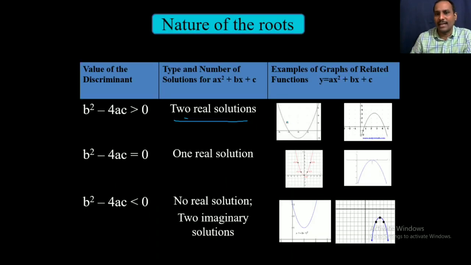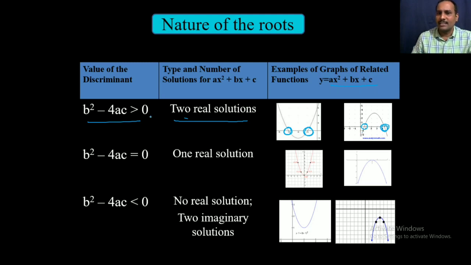Observe the graph of the quadratic equation ax square plus bx plus c. Actually, what is a solution? The solution is the point where the graph of the equation meets the x-axis. In this case, you observe the graph is meeting the x-axis at 2 points. And if you take this, it is also meeting at 2 points.